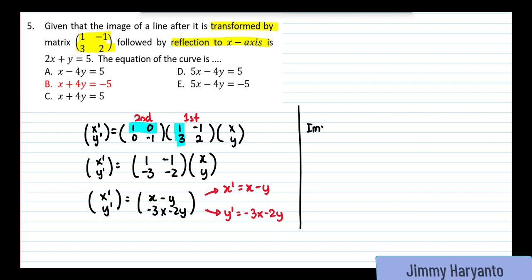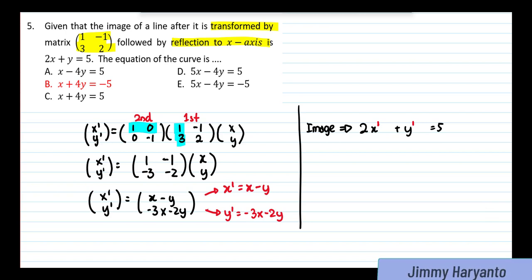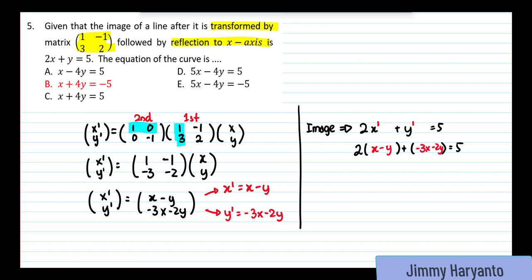So we have the image. The image is 2x plus y equals 5. Because it is the image, that means they are actually x prime and y prime. That means we can replace the x prime and y prime with the ones that we already got, which is x minus y for the x prime, and -3x minus 2y for the y prime, and then we only have to simplify it.